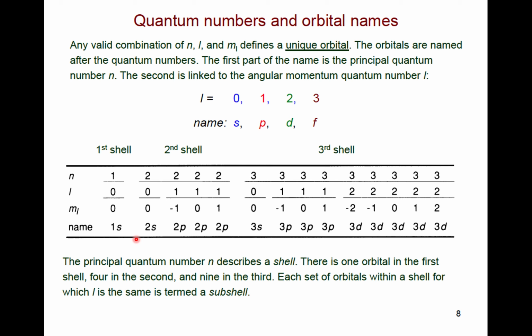Here's some of the stuff that I will need you to know. Any valid combination of n, l, and m sub l defines a unique orbital. The orbitals are named after the quantum numbers, and in particular, l gets names. If l equals 0, it's an s orbital. l equals 1 is a p orbital. l equals 2 is a d orbital. And l equals 3 is an f orbital.